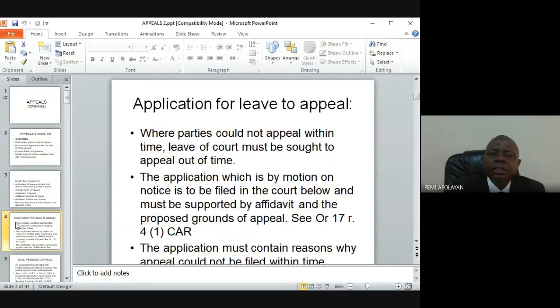So now we go to application for leave to appeal. Where parties do not appeal within time, the leave of court must be sought to appeal out of time. The application, which is by motion on notice, is to be filed in the court below and must be supported by affidavit and the proposed grounds of appeal. On this, please see Order 17, Rule 4 of Rule 1 of the Court of Appeal rules. The application must contain reasons why the appeal could not be filed within time.